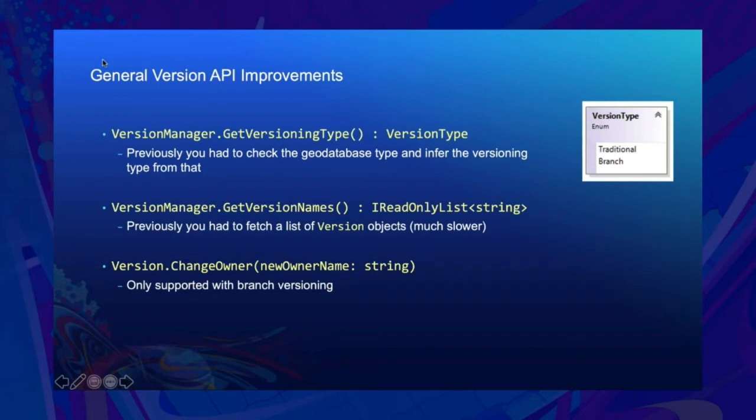A nice little performance enhancement is get version names. This allows you to quickly get back a list of all of the versions in a database. This is faster because you don't have to actually fetch those versions and fill out those version objects. You just get the strings. So the typical use case here is you display to the user a list of version names. The user picks one, and then you open just that single version. We also support the ability to change the owner of a version if it's using branch.